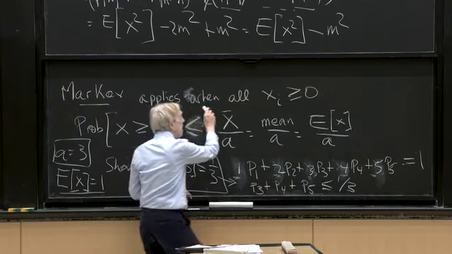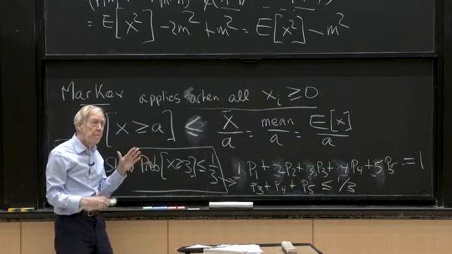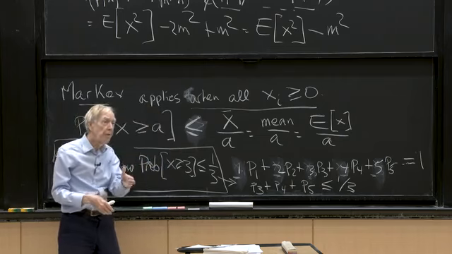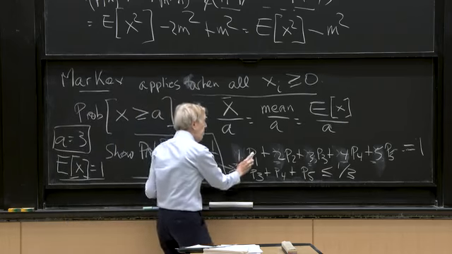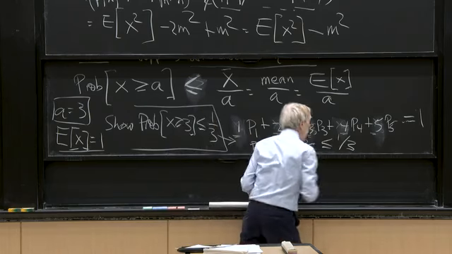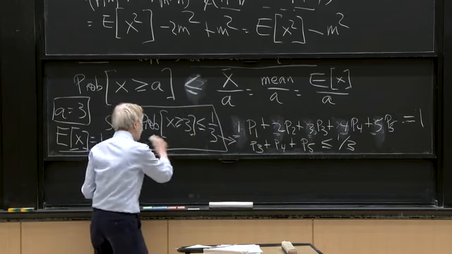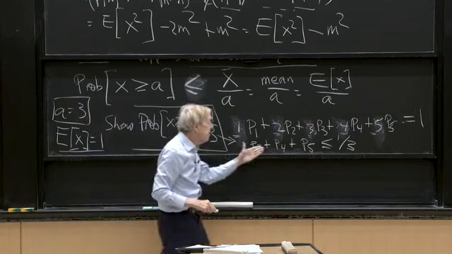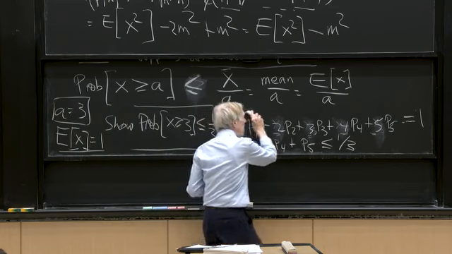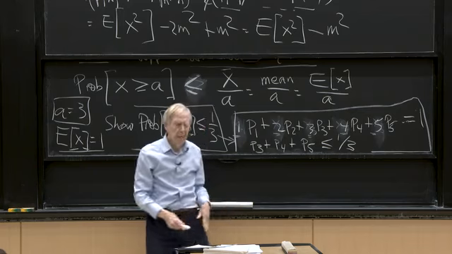Markov only applies when they're all greater or equal 0. So I'm just imagining the special case where the possible outputs are 1, 2, 3, 4, 5. Their probabilities are P1, P2, P3, P4, P5. The mean is 1. And what I want to show is that the probability of being greater than 3 is less or equal 1/3. Can you conclude, given this, that?